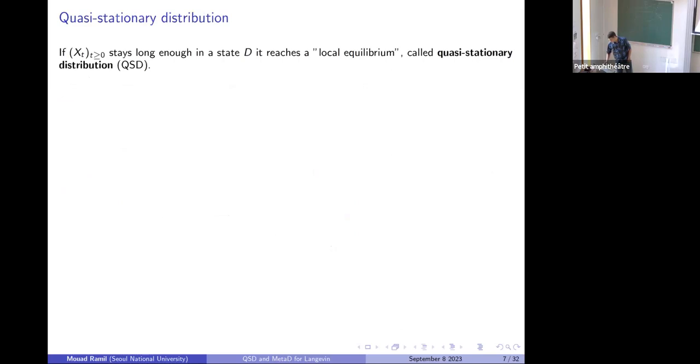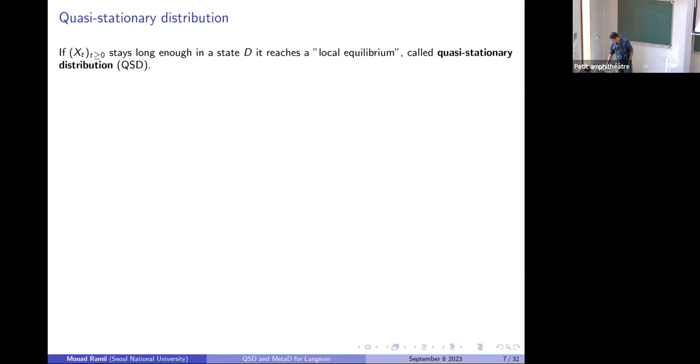So the idea behind this algorithm is the notion of quasi-stationary distribution, which was introduced in Tony's talk. Basically, if you consider some dynamics which stays long enough inside some metastable domain, it will reach some kind of local equilibrium, which is called the quasi-stationary distribution, and I'll call it QSD in the following. And if you consider a metastable domain, you reach the local equilibrium long before you actually exit the domain. So actually, you only need to consider the exit event starting from this QSD.